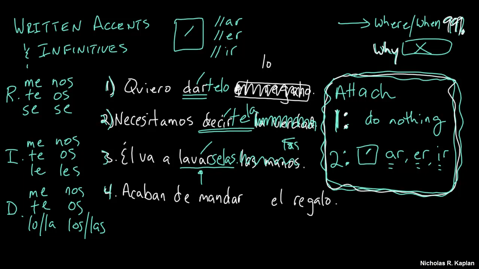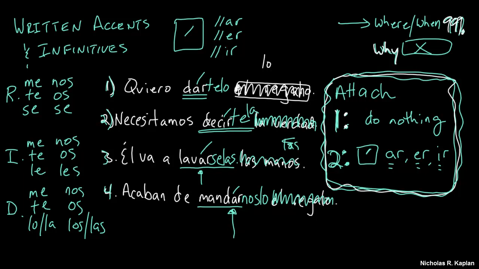Alright. They have just sent us the gift. So I added one, I do nothing. But they have just sent us it. That's a direct object, so we would add a lo. Alright, we have two things now, so we need a written accent. We go back to our infinitive. We go to the AR, the ER, or the IR, and we need to add a written accent.